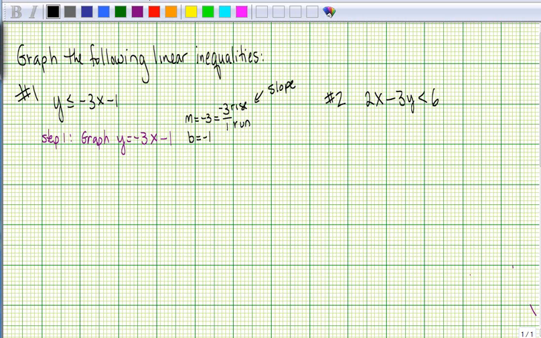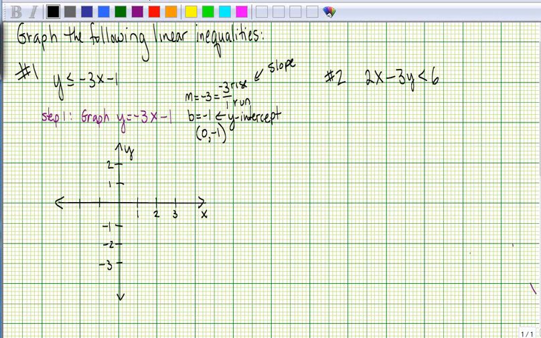The b is the y-intercept. And since the y-intercept has x equal to 0, this corresponds to the point (0, negative 1). So I'm going to start by plotting that y-intercept. I'm going to draw my xy plane, and plot on the y-axis (0, negative 1). And then from that point, I know I can go down 3 and to the right 1, rise a negative 3, which is down, and run 1.